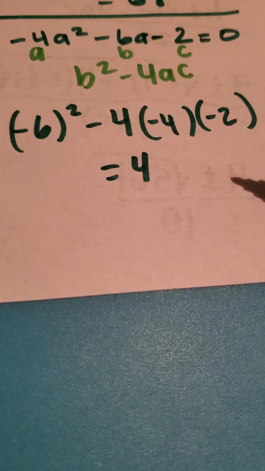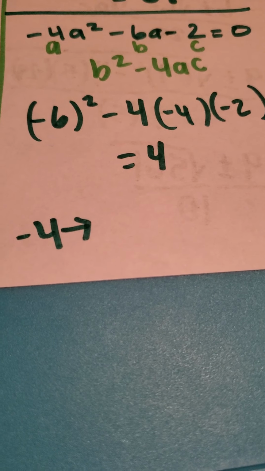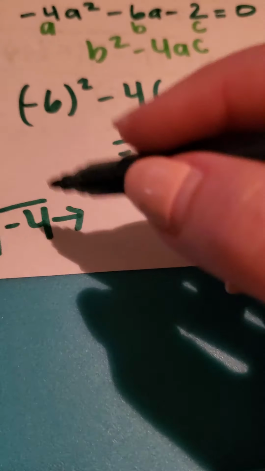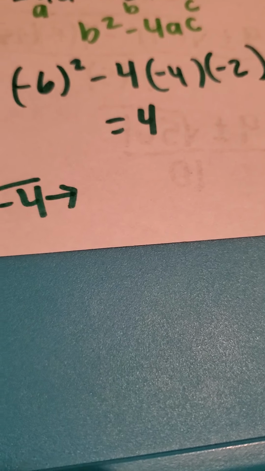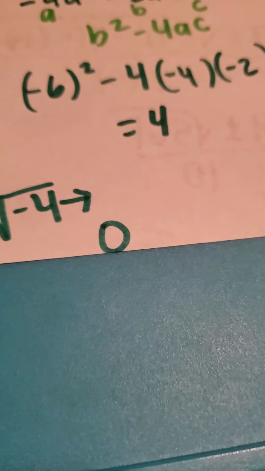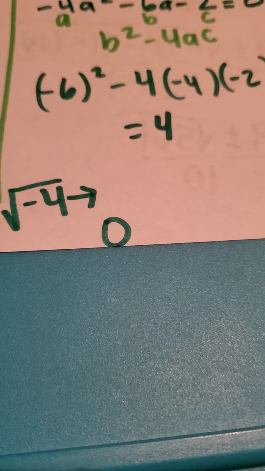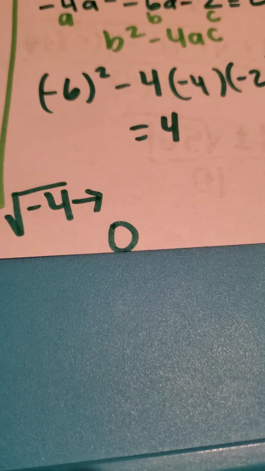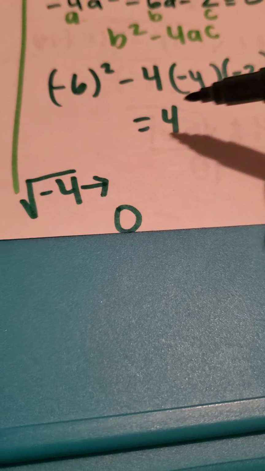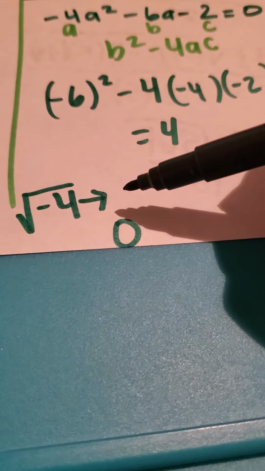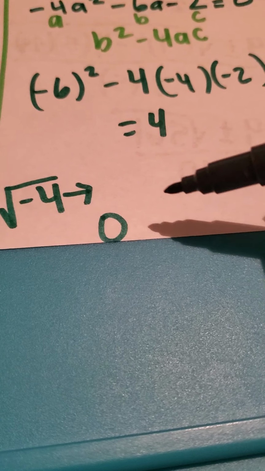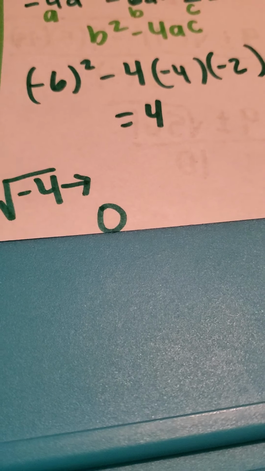If that number was negative, so if it was a -4, I would get the 2 imaginary solutions, because I would be taking the square root of a negative number, which means imaginary. Anytime that the discriminant is 0, you only get 1 real solution. So if it's positive, 2 real solutions, negative, 2 imaginary solutions, and if it's 0, it's just 1 real solution.